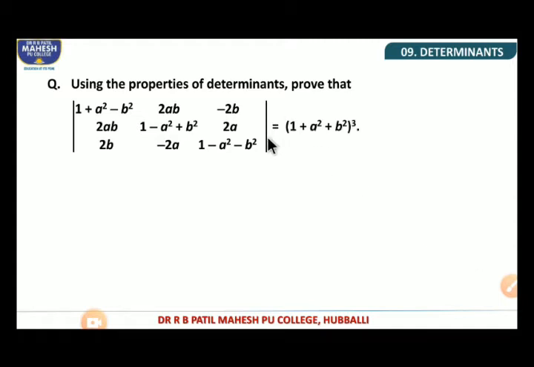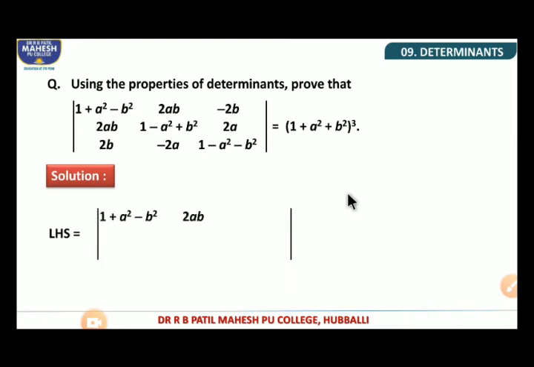So here in this problem we have to get the value 1 plus a square plus b square whole cube, meaning first we should get the term 1 plus a square plus b square. For that, I am going to make some row operations and column operations here. Let us start with the solution with the LHS part, writing it as it is.